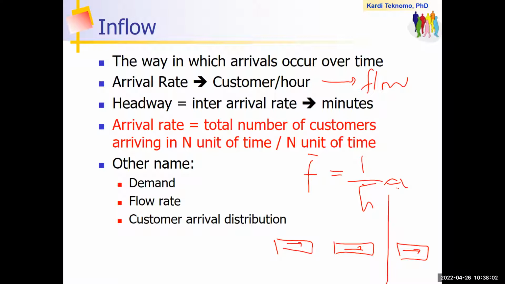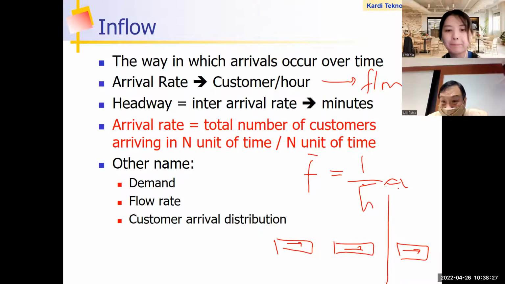The flow is not the same as density. Density is the number of customers or cars per space, per kilometer or per square meter. That is density. Flow, on the other hand, is the number of customers per time. Is it clear? The meaning of flow.